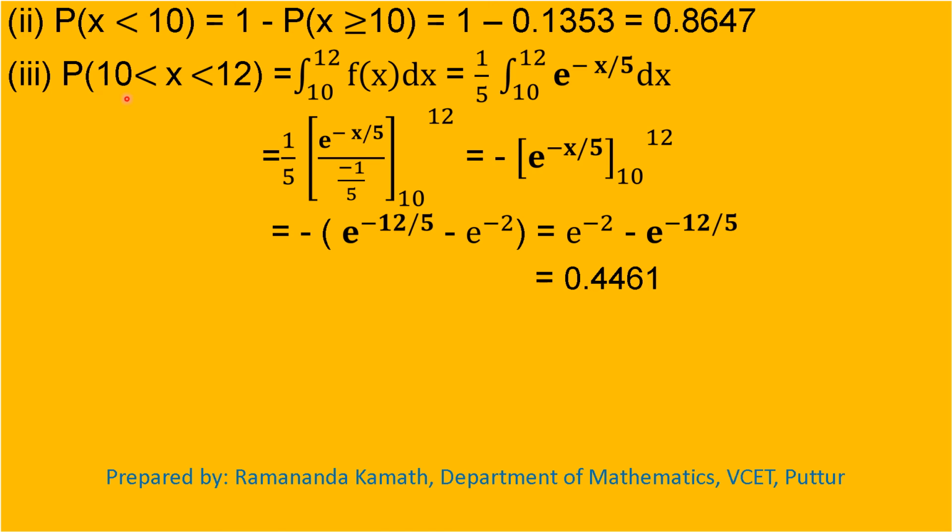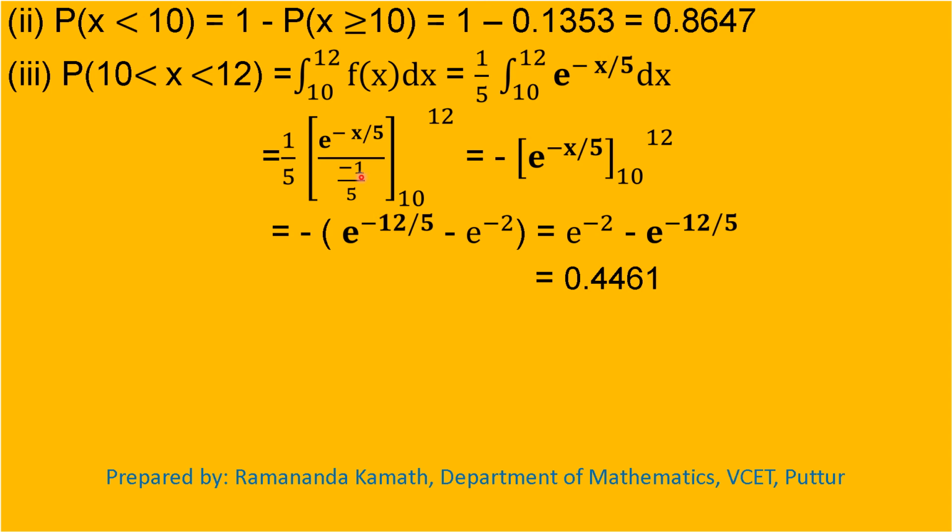Probability that the shower will last between 10 to 12 minutes. So what is the chance that there will be a shower for 10 to 12 minutes? Probability that x is greater than 10 and less than 12. Lower limit 10, upper limit 12. So integral from 10 to 12 of f of x dx. f of x is 1 by 5 into e power minus x by 5. Keeping 1 by 5 outside the integral sign, the integration of e power minus x by 5 is e power minus x by 5 divided by the coefficient of x, which is minus 1 by 5.